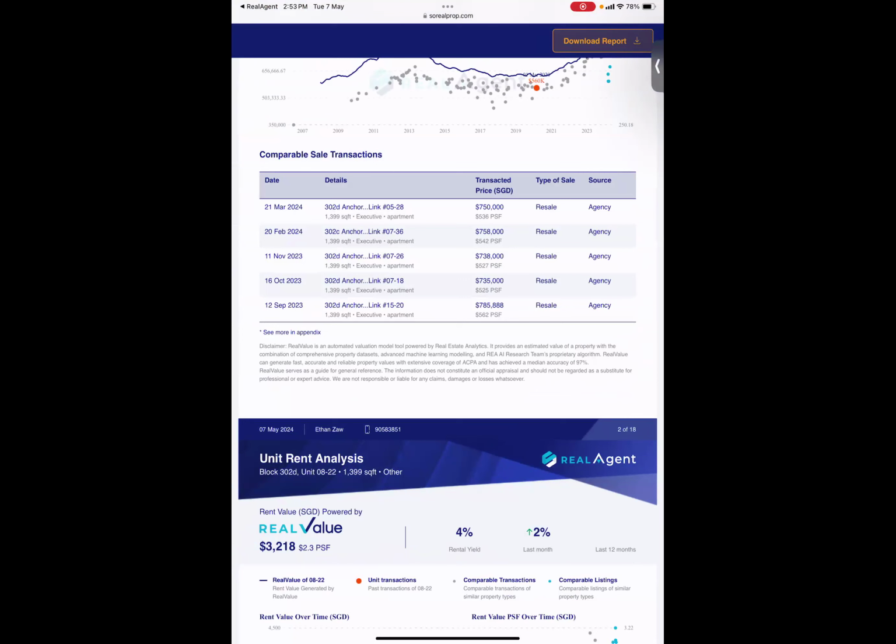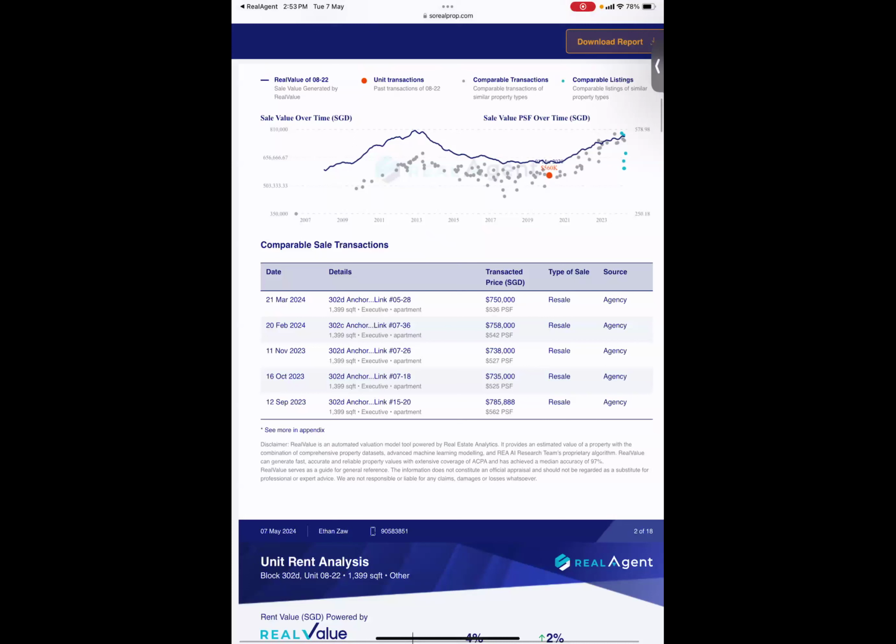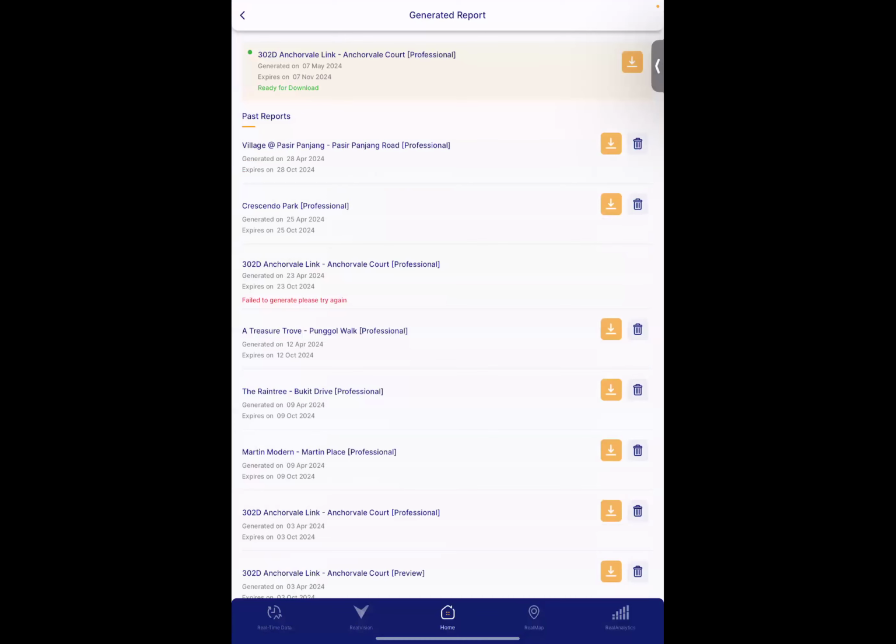At least when your client calls you to ask you, you know what they're asking about. If they ask you, hey, the latest transaction, is it this one? Then you say, which latest? At least you read through, you understand a bit first before you send in. So this is the property report. Very, very straightforward. You can download the report, you can share it as a PDF to your clients. Very easy. You can also customize the report.